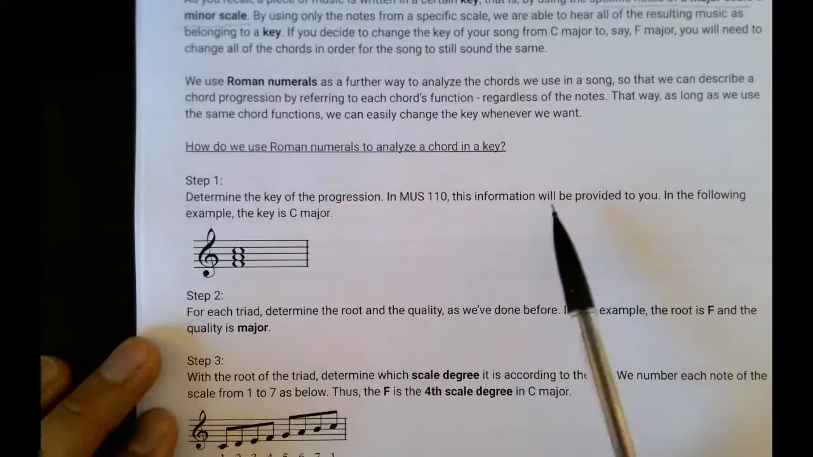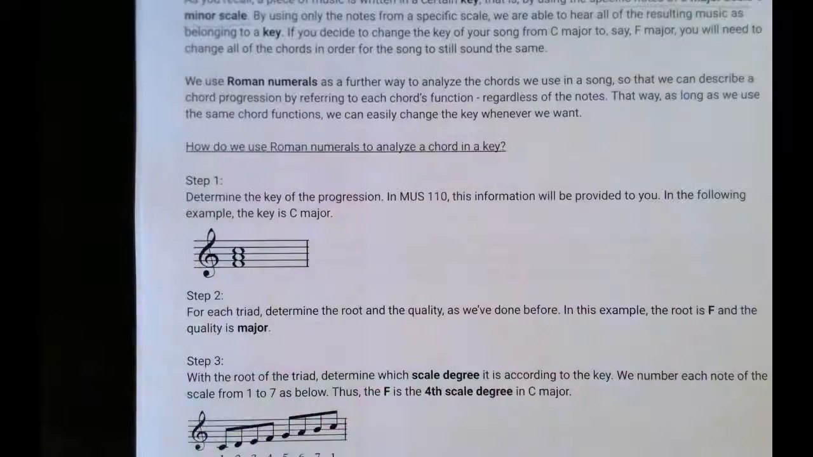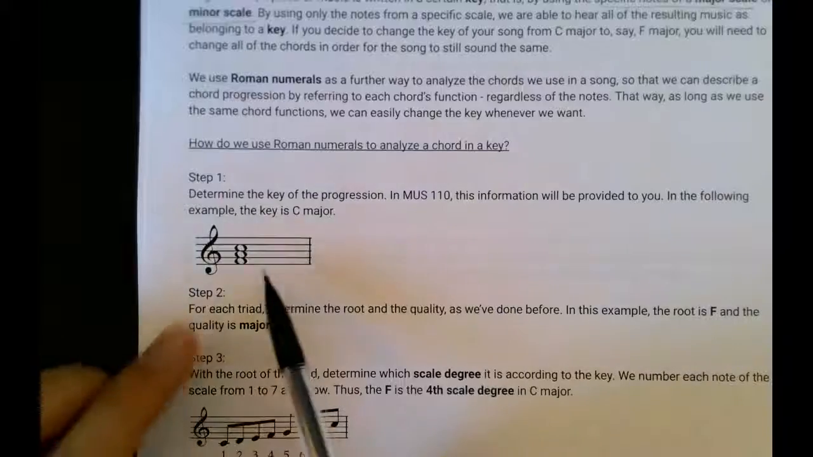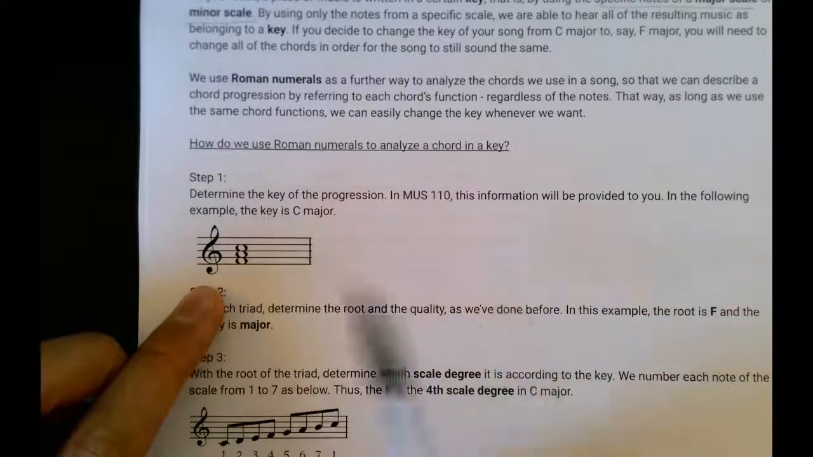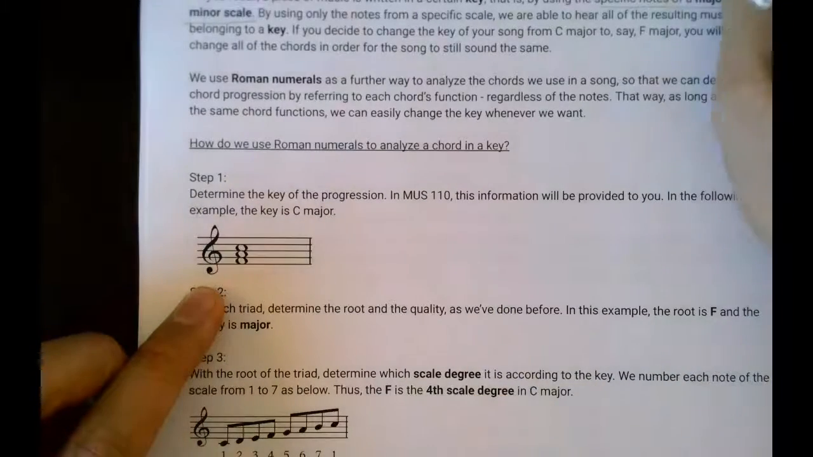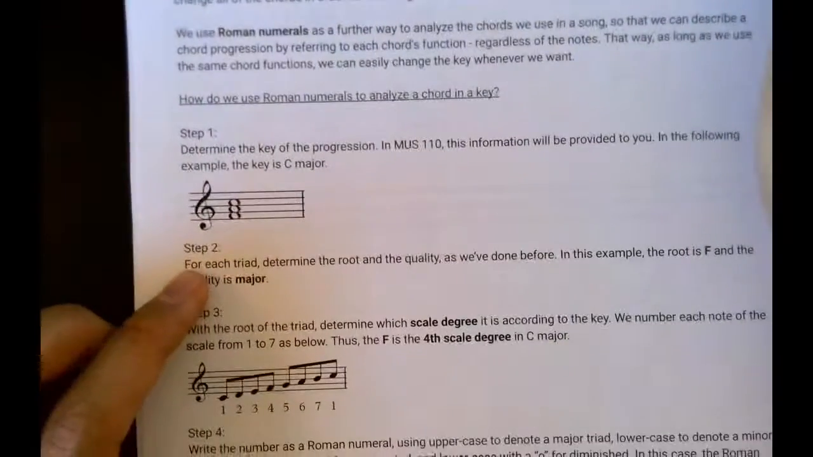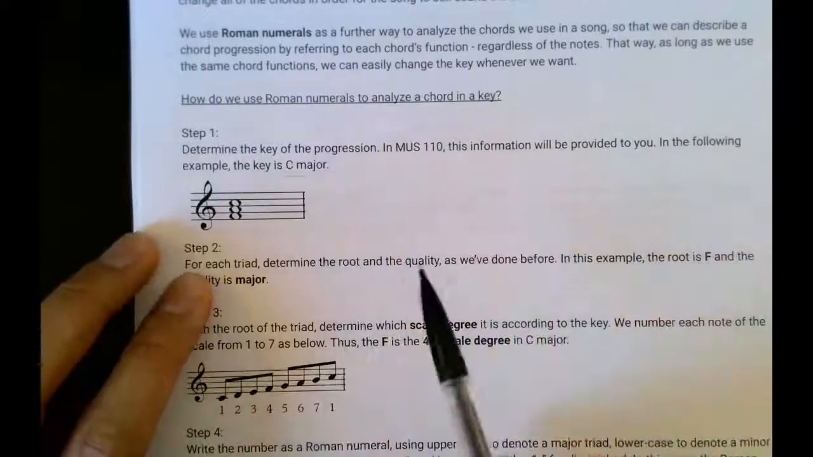In Music 110, the key is going to be provided to you, so I'm not going to ask you to tell me what the key is for a certain progression. For example, in this chord, I'm telling you that the key is C major, and you have 3 notes here: F, A, and C. Great, so I determined the key, which is C major.